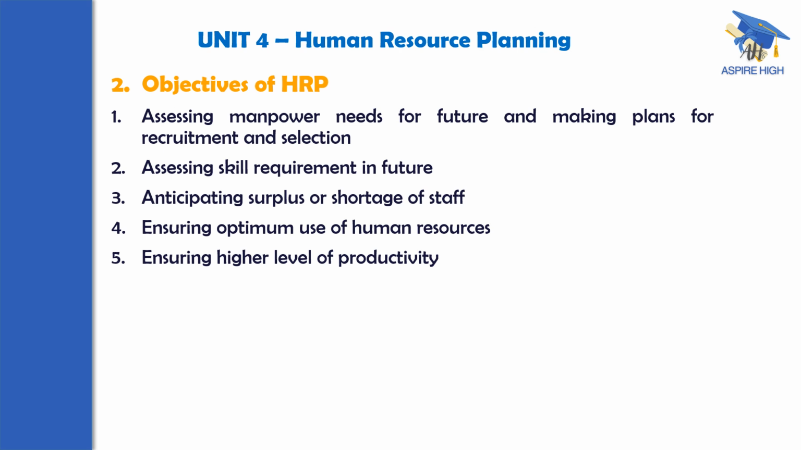Ensuring optimum use of human resources. There should not be excess staff, and there should not be shortage of staff. Optimum use of human resources, optimum strength, is very, very important because there only lies the productivity. The next is ensuring a higher level of productivity. It is always desired, there is no end to it. Slowly we want to have more and more productivity. Productivity, say sales per employee, net profit after tax per employee, business per employee. Like that, when the figure is more and more year after year, we say that we are maintaining a higher level of productivity.